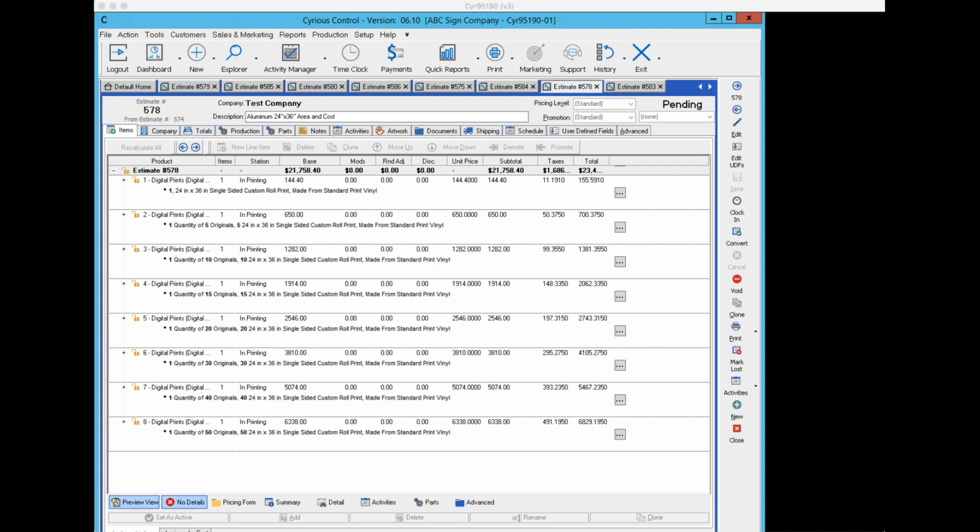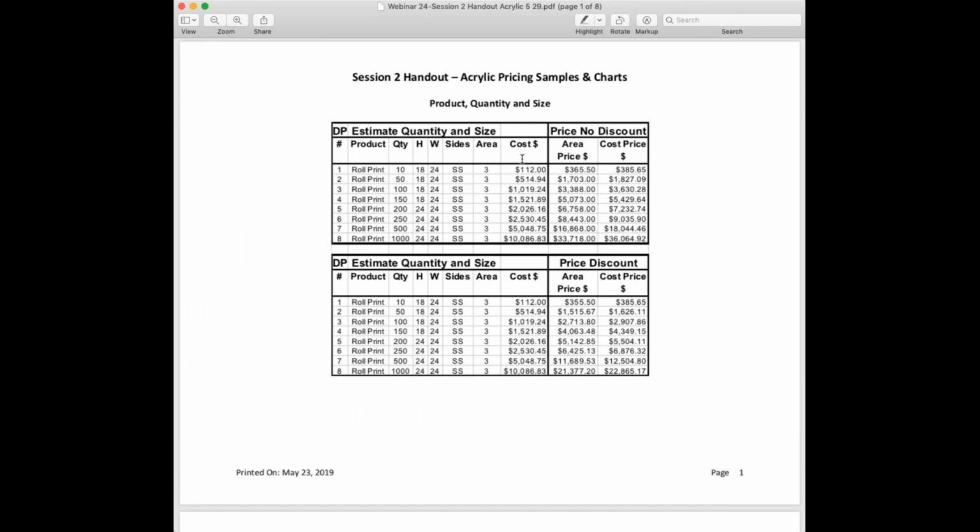Okay, now what I need to do is to change the view here to preview. This is the handout for acrylic, and I'll just briefly walk through these to give you a flavor of what you're seeing. So the top part of this is where there's no discounting involved, and the bottom part is where there is discounting involved.